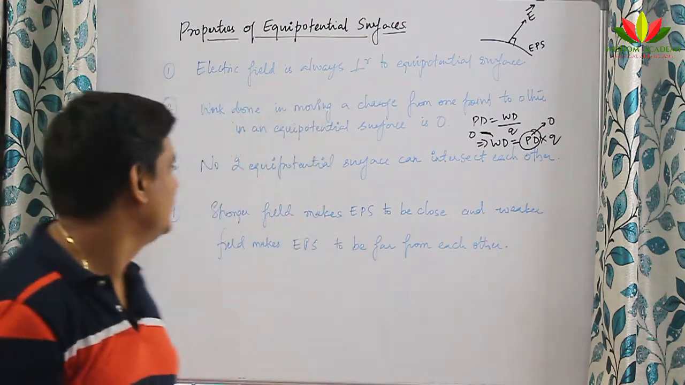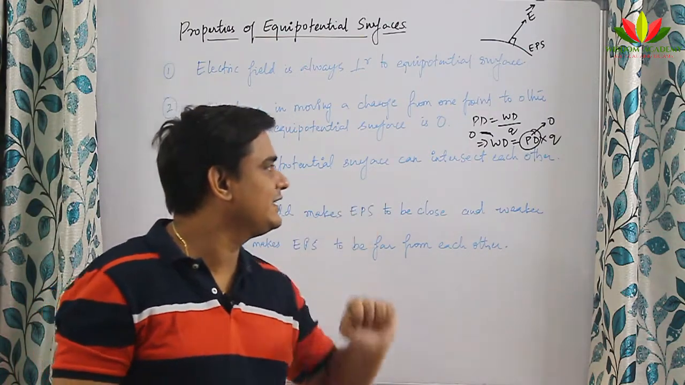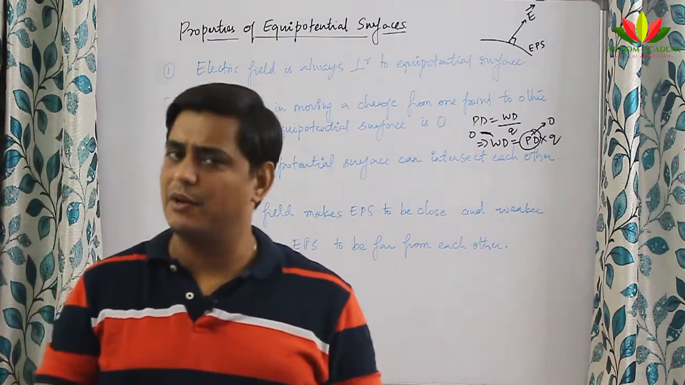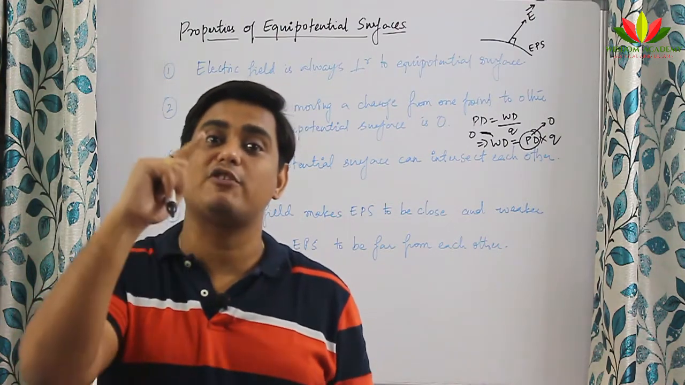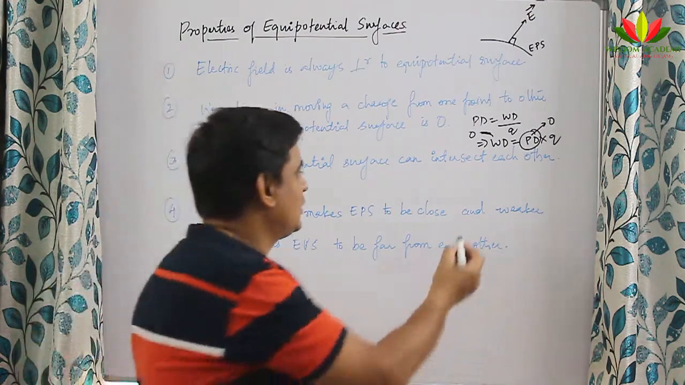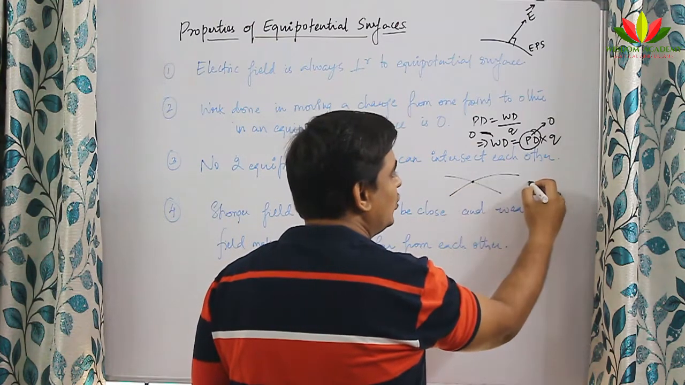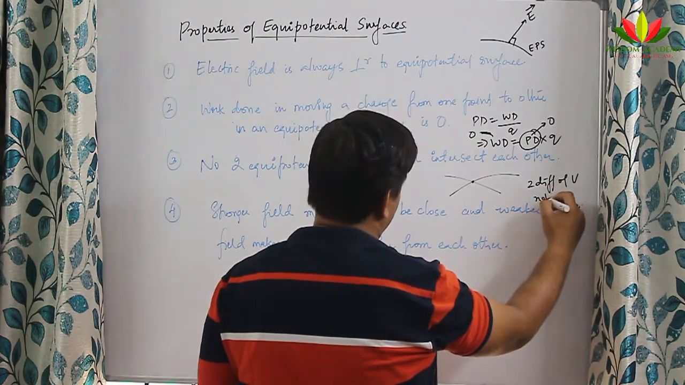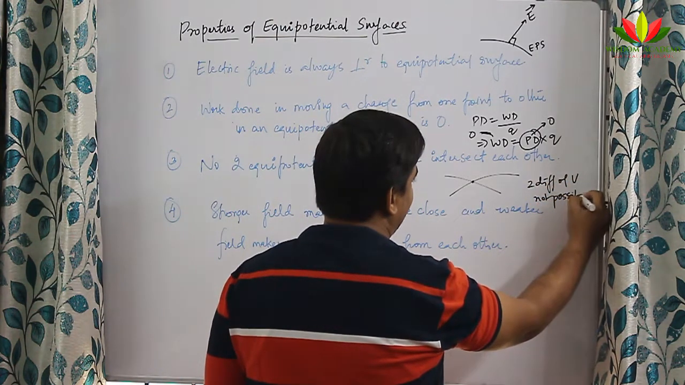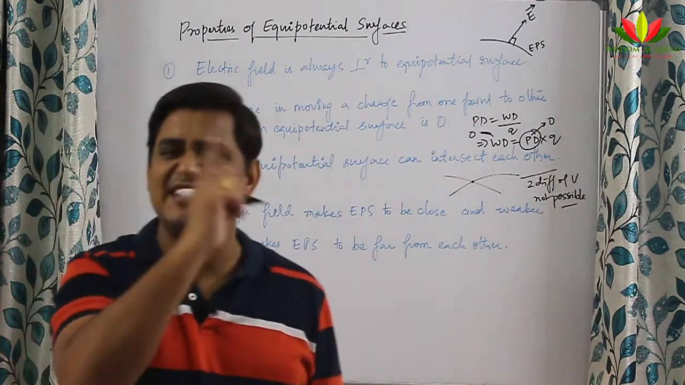Very important point. Third point is no two equipotential surfaces can intersect each other. They don't, because if it is happening, then at the same point we have two different values of potential, which is not possible. If there are two surfaces intersecting like this, one and one here, at this point I have two different values of V, which is not possible. So we can say that no two equipotential surfaces will ever intersect each other.